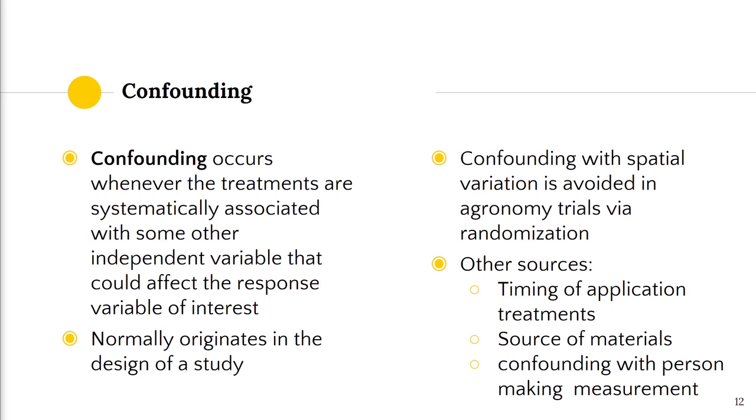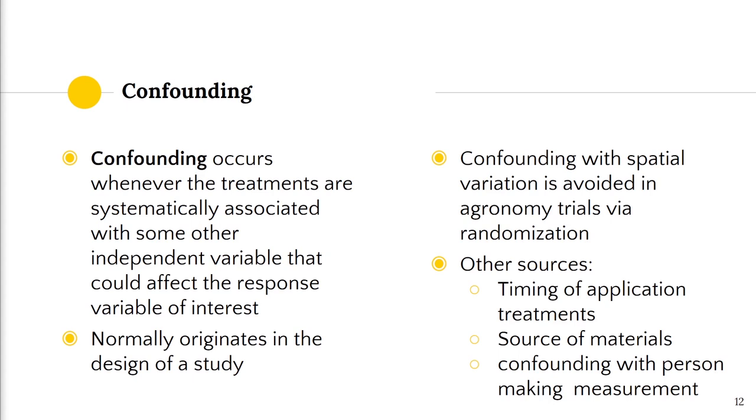Also things with confounding with persons making measurements. It's super easy. For example, let's say you have someone measuring plant height. How tall is that plant? One person might round to the nearest 5 centimeters. Another person might round to the nearest centimeter. And you're going to get some confounding unless you account for the fact that some people round differently when making measurements.